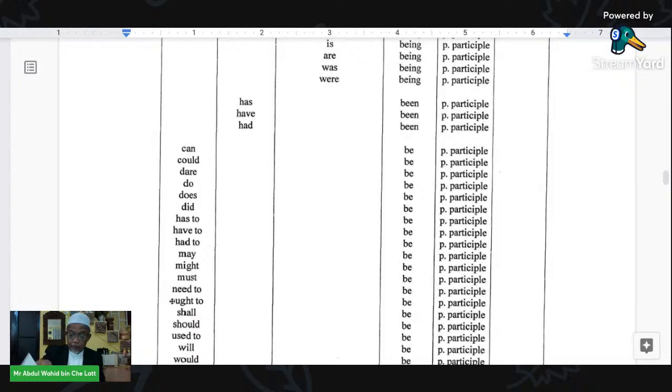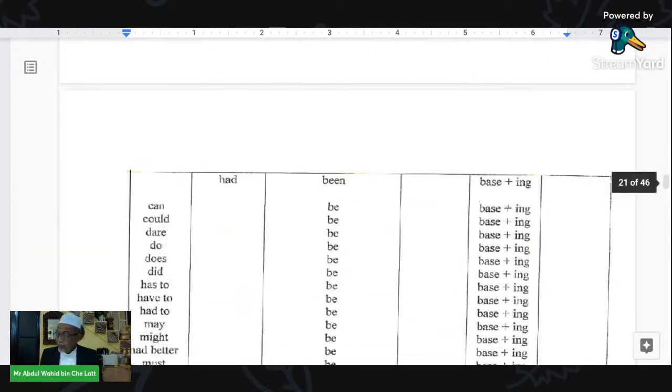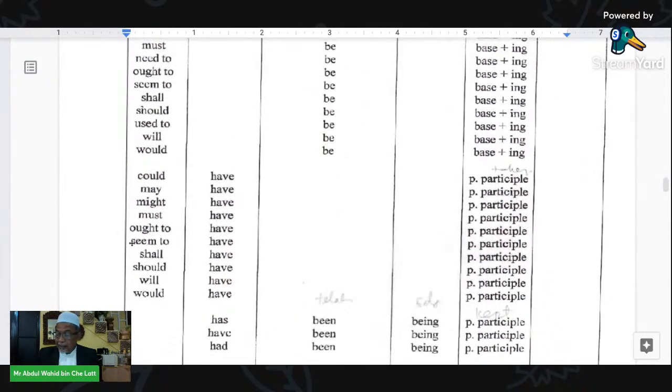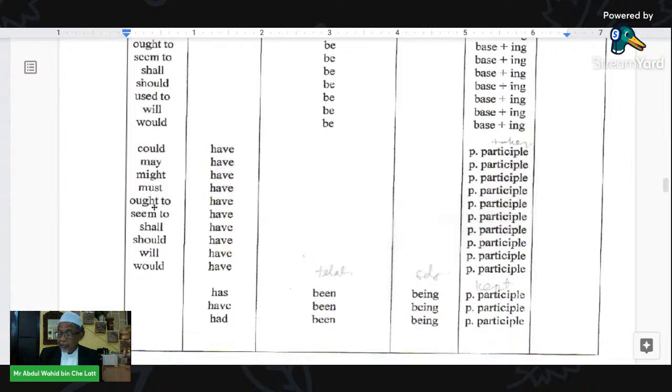You turn to page 22. You put your ruler under the word might in column 5, in the middle there, might. So there you have be in column 3 and base plus ing in column 1. So mungkin sedang meraihkan will be might be celebrating.